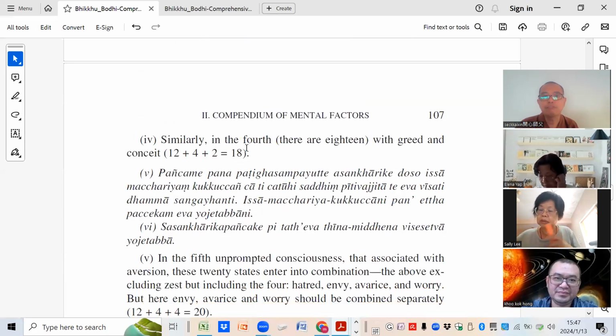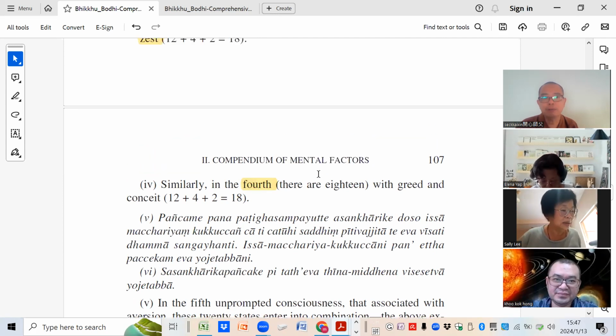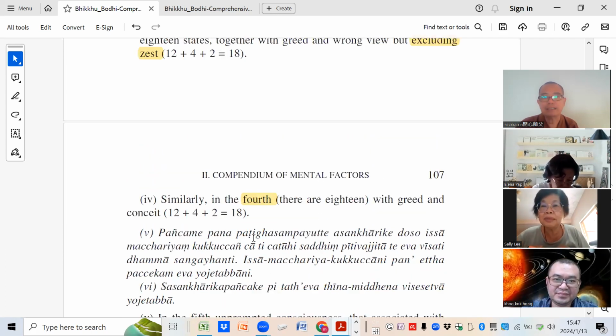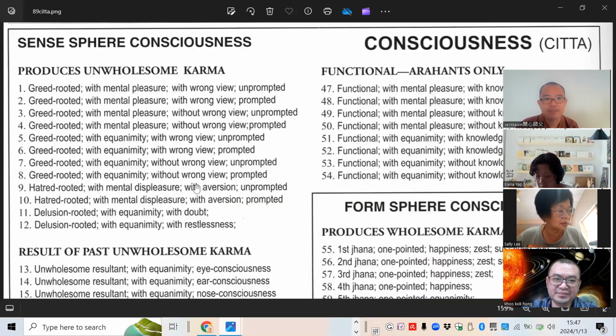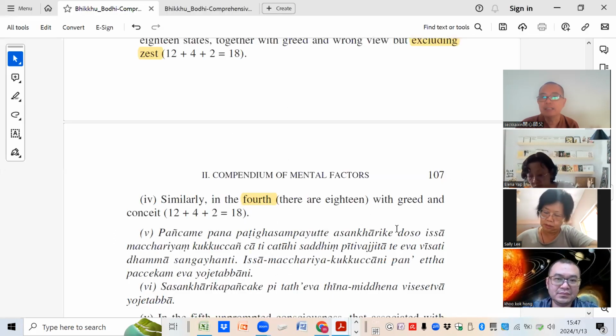Okay, now we go to the fourth unprompted. The fourth unprompted is still with the 18. The figure is still 18. Why? Let's take a look. See, this is the fourth unprompted, equivalent only. Whether without wrong view or with wrong view, in calculation we give them the same. Still 18. The reason is the quality is different.